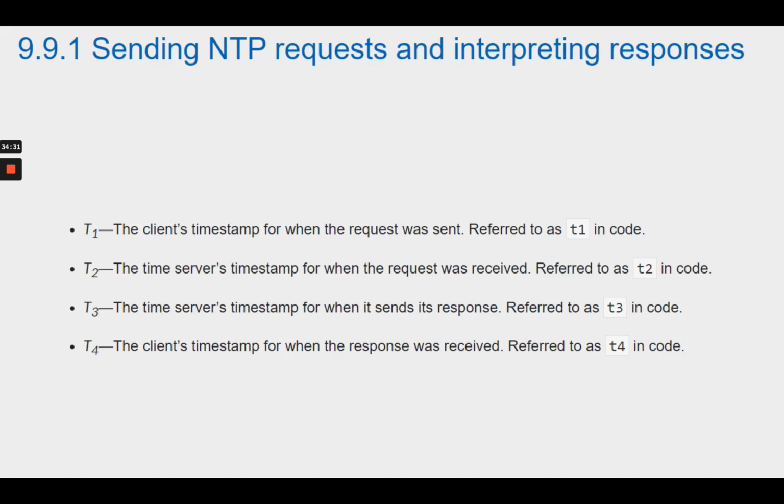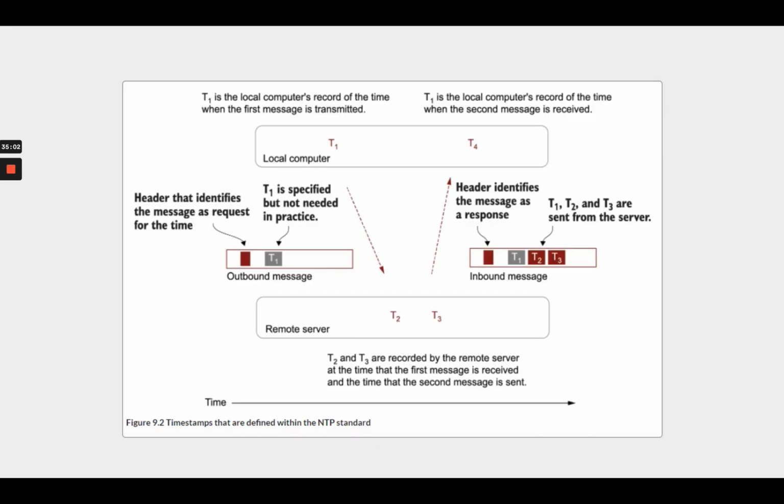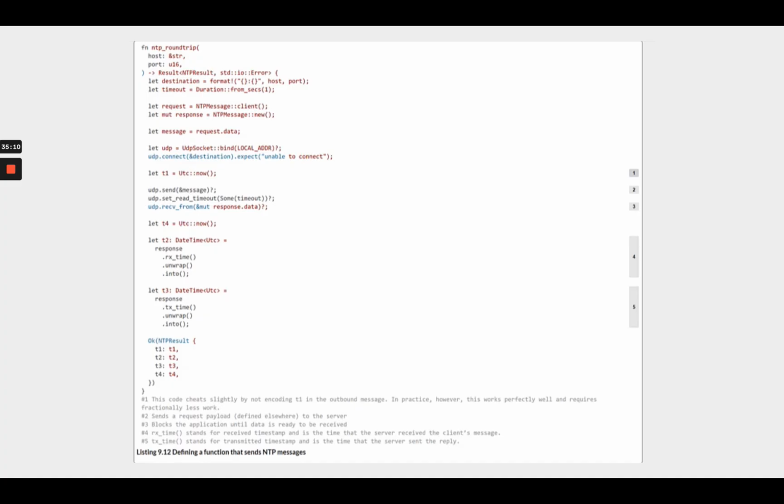T1, the client's timestamp for when the request was sent, referred to as T1 in the code. T2, the time server's timestamp for when the request was received, referred to as T2 in code. T3, the time server's timestamp for when it sends the response, referred to as T3 in code. T4, the client's timestamp for when the response was received, referred to as T4 in code. The names T1 through T4 are designated by the RFC 2030 specification. Figure 9.2 shows the timestamps.